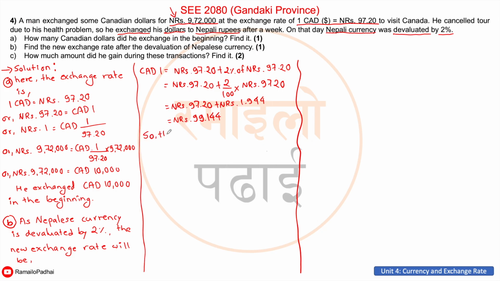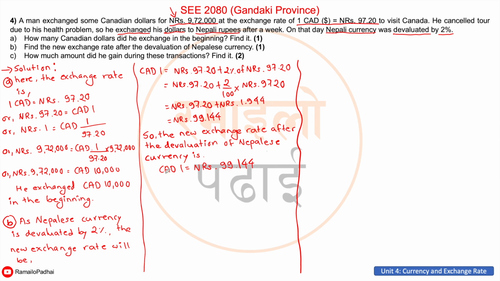So the new exchange rate after the devaluation of Nepalese currency is Canadian dollar 1 equals NRS 99.144. So this is our answer to question number B.